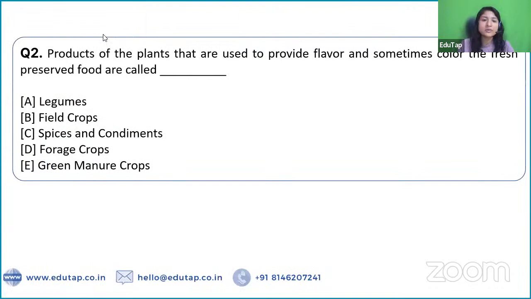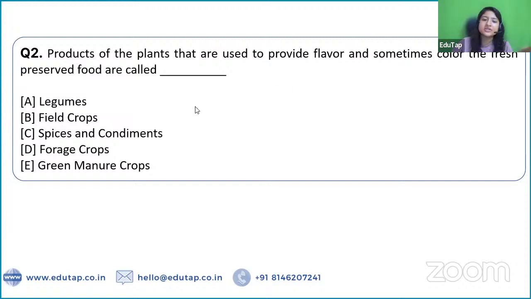Now let's come to the next question, and it talks about products of the plants that are used to provide flavor and sometimes the color of fresh preserved food, are called. Dekho, now we have understood what is agronomy, right? Now we have classified the crops on different bases. Okay, so the first basis from which this question has been made, this first classification, is based on the type of produce we get.